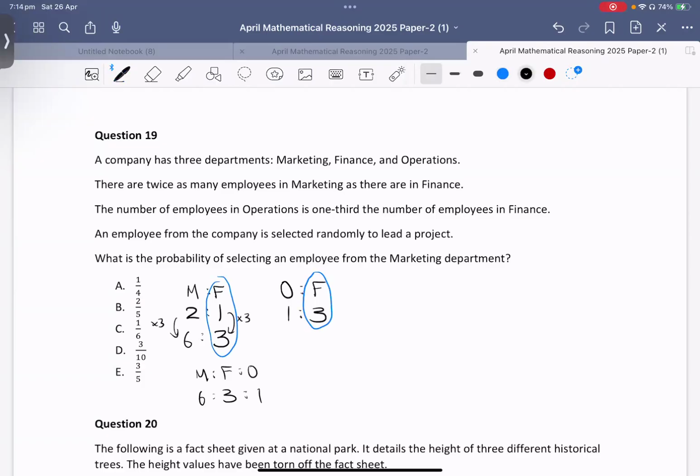So boom, we're basically done, right? What is the probability of selecting a marketing employee? Can you see the total number of parts here is 10? And the number of parts that are represented by the marketing department is 6, right? So 6 out of 10 we can simplify to 3/5, and that gives us the answer of E for question 19.